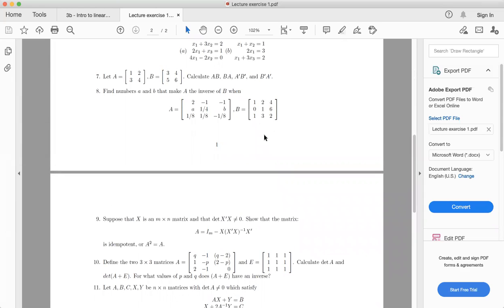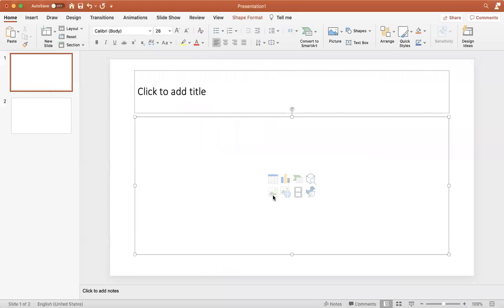Sorry, with problem 9. Anyway, this session is recorded, so the earlier group can also see it. Okay. So, problem 9: you want to show that A is idempotent. Suppose X is an m by n matrix, and we assume that the determinant of X prime X is not equal to 0. In other words, X prime X is non-singular.